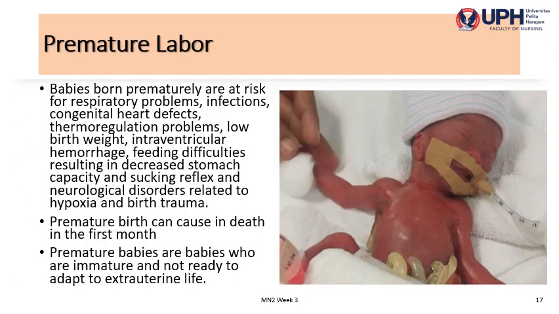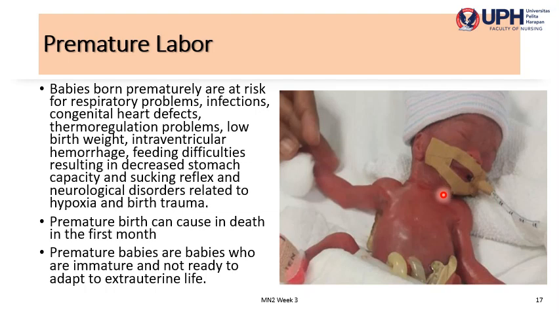In premature labor, what we expect, as you can see here, the baby will be at very high risk for respiratory problems, infections, congenital heart defects, thermoregulation problems, low birth weight, and intraventricular hemorrhage, as well as feeding difficulties, which will then result in decreased stomach capacity and sucking reflex, and neurological disorder that is probably related to hypoxia and also birth trauma.